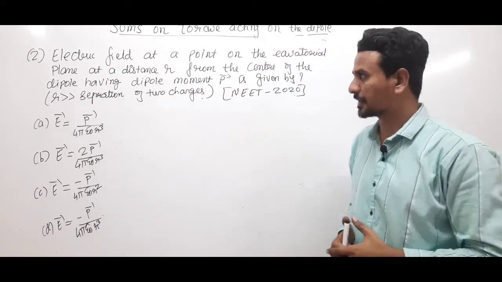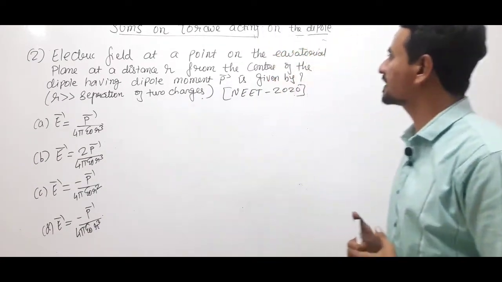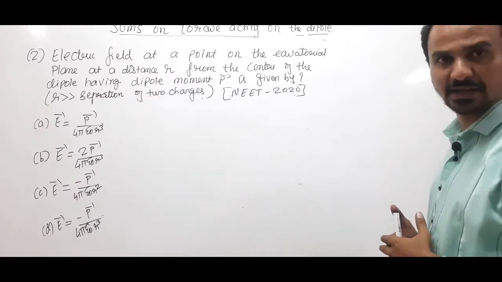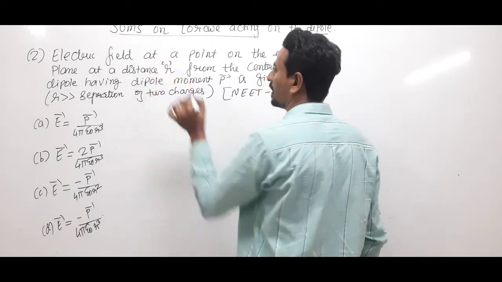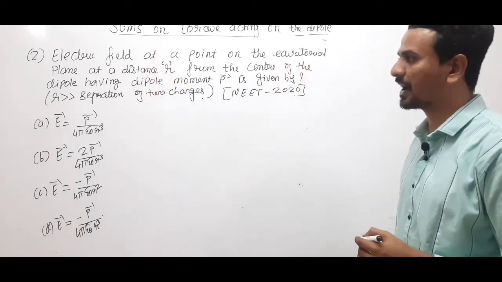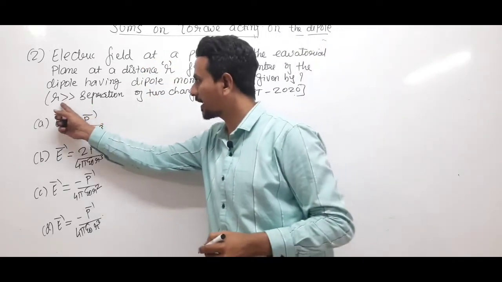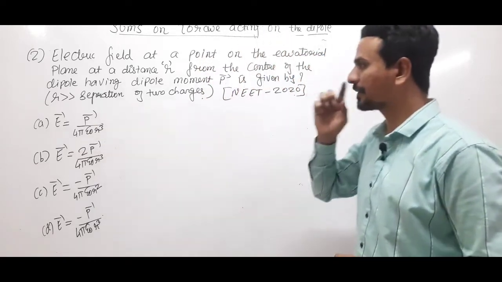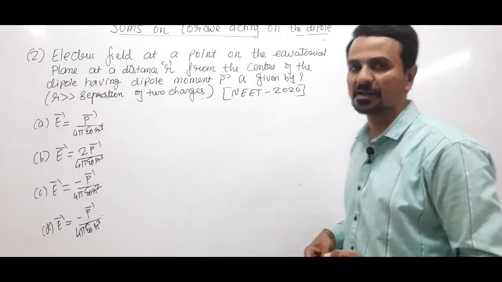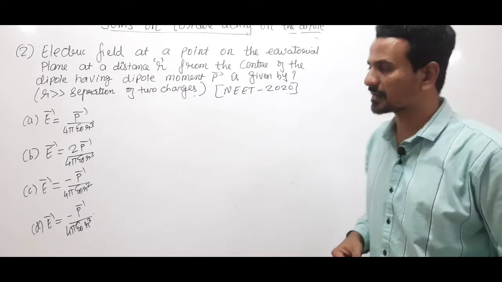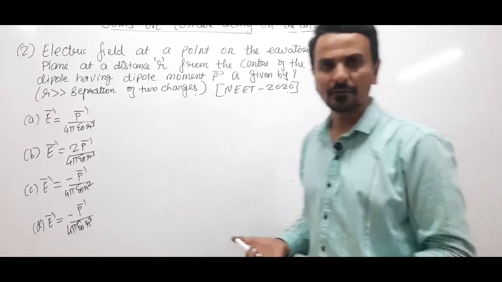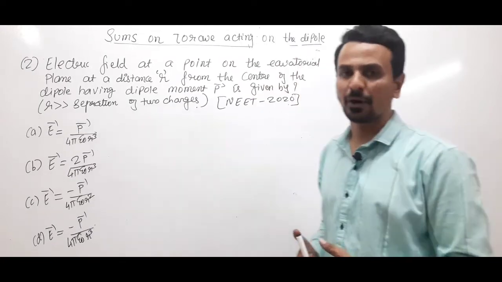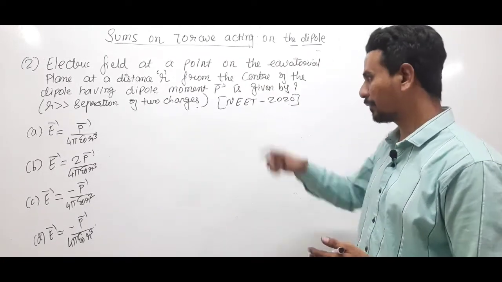Okay, the next one. The electric field at a point on the equatorial plane at a distance r from the center of the dipole having dipole moment P is given by, consider r greater than the separation between the two charges. This was the question asked in NEET 2020. Well, this is a very easy question. They just asked us to write the formula for a dipole at a point lying on the equator. See what the question says.